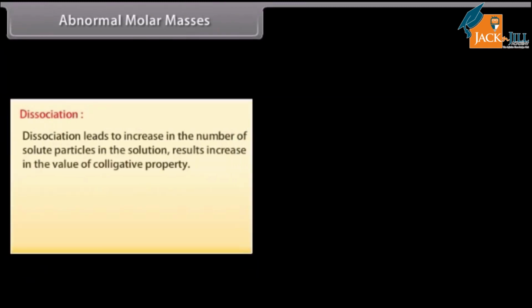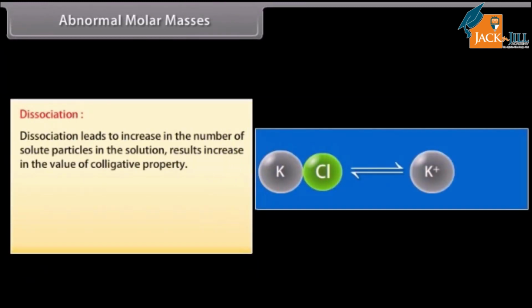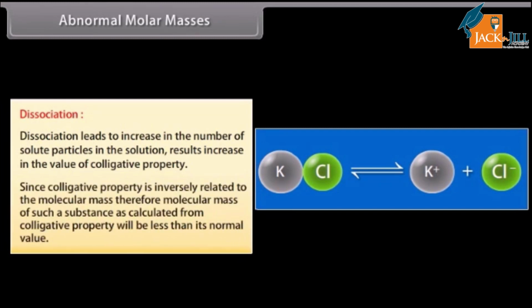Dissociation. Dissociation leads to increase in the number of solute particles in the solution. Results increase in the value of colligative property. Since colligative property is inversely related to the molecular mass, therefore, molecular mass of such a substance as calculated from colligative property will be less than its normal value.